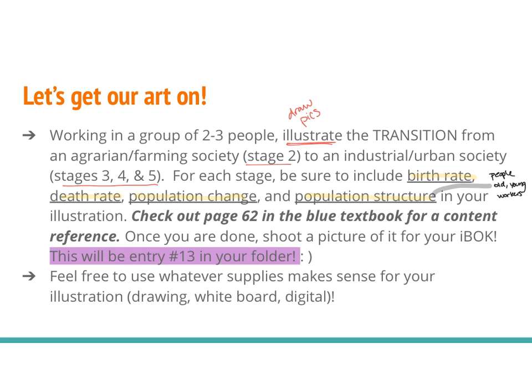Okay, so I need these 4 things illustrated for the 4 stages. So there should be 16, 4 times 4 is 16, little images total. Okay, so you will take a picture of all of your little illustrations and put this on your Google folder as well. It will be entry number 13.